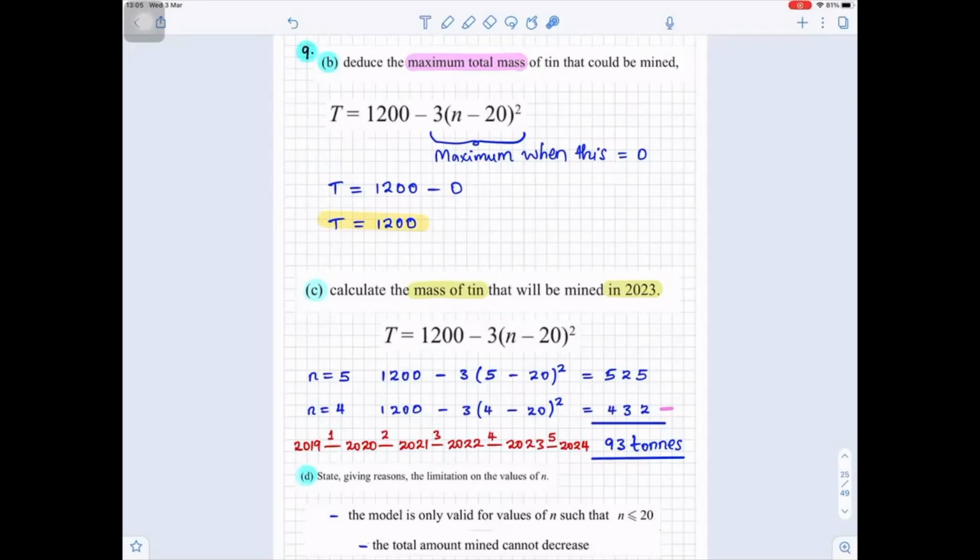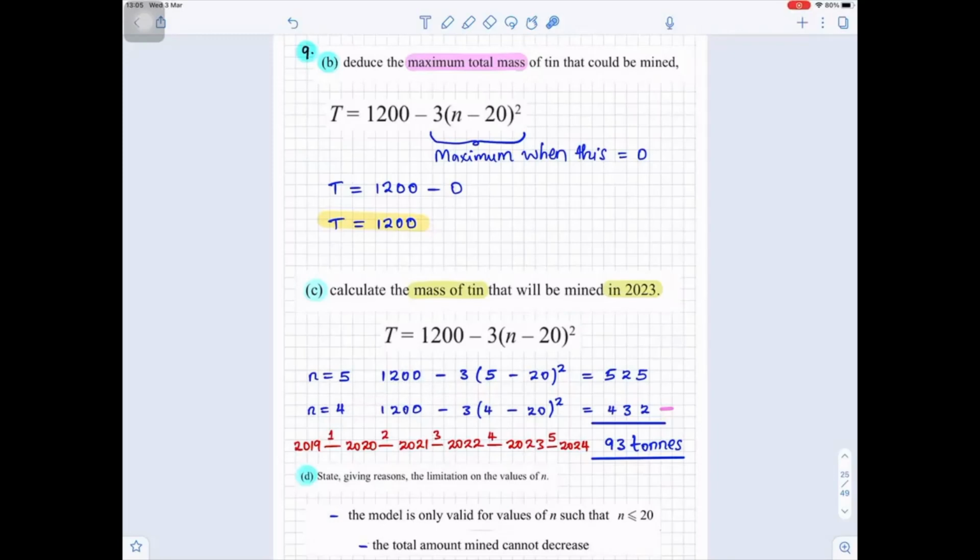Part C. Calculate the mass of tin that will be mined in 2023. We can find what is being mined in that year by finding the total up to 2023. So we put N equals to 5: 1,200 minus 3 bracket 5 minus 20. It gives us 525. If we put N equals to 4, we will get 432. And when we subtract, we will get 93 tons.